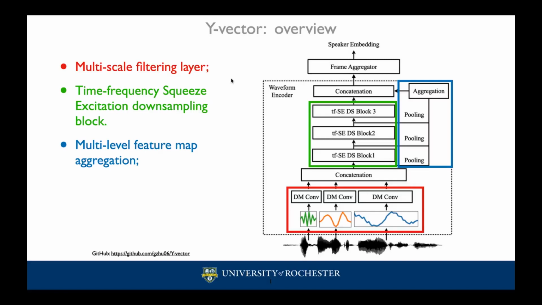In this paper, we propose a sample-level-based raw-waveform encoder called WaveVector for speaker embedding. WaveVector consists of three components, which are multi-scale filtering layer, time-frequency squeeze-excitation downsampling block, and multi-level feature map aggregation.